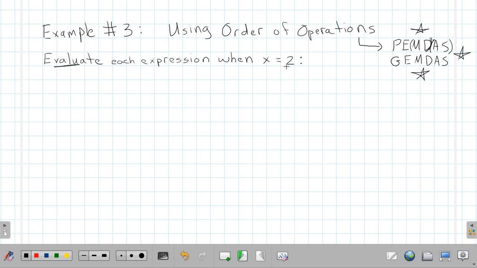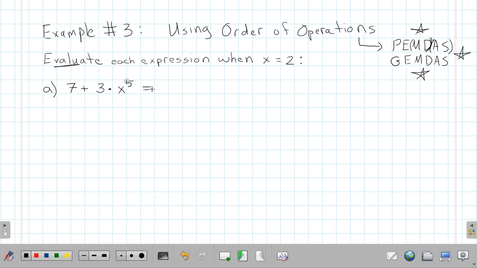Okay, so this is a little bit different than the last example in that we're going to have expressions that have the variable x in it, and we're told that x is going to be equal to 2. So let's look and see what we actually have to do here. Let's look at part A. In this case, we have the expression 7 plus 3 times x to the second power, or x to the fifth power, excuse me. x to the fifth power.